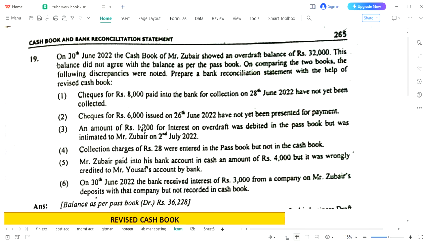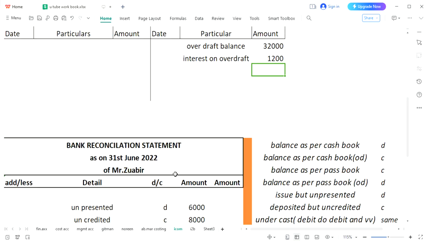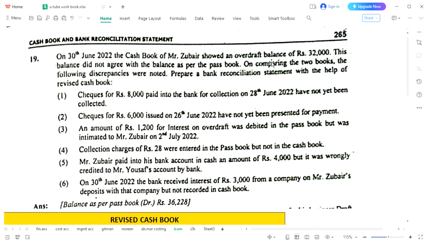Now next, interest on overdraft 8,000, 6,000, 1200. We have written, alright, 8,600 and 1200. After interest on overdraft, we have number 4 entry, collection charges. Please understand collection charges. Charges are expenses, and under expense we credit our bank. So 28 would be credited.